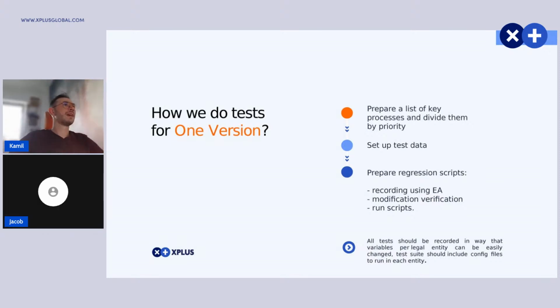So, how do we test the one version? For testing one version, the things we need are the test data and the key processes. So, the most vital that actually the customers have. And we can provide some help with setting up the priority for your scenarios or guide you how to create some if you don't have it already. And then we prepare the regression scripts. We are using our tool Executive Automate. So, it's quite easy, efficient, and reliable, as Jake already mentioned.